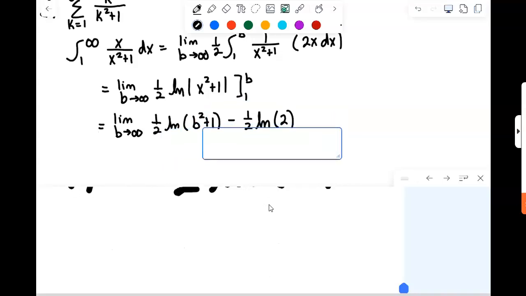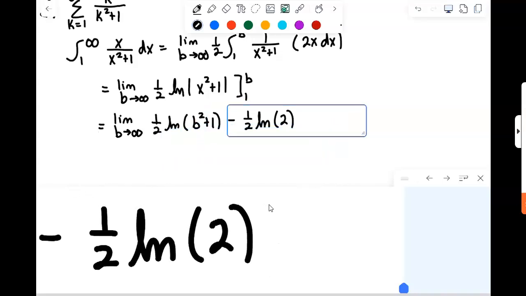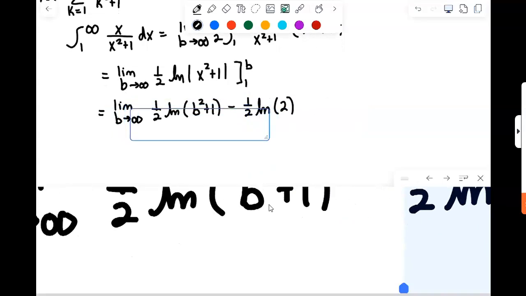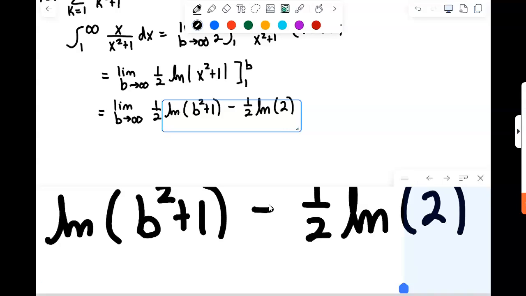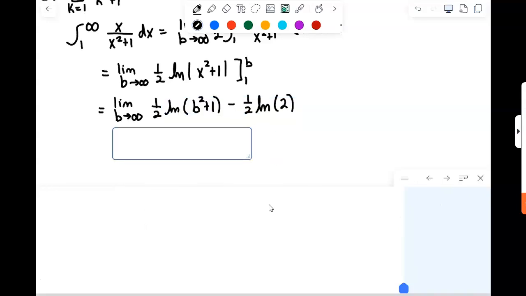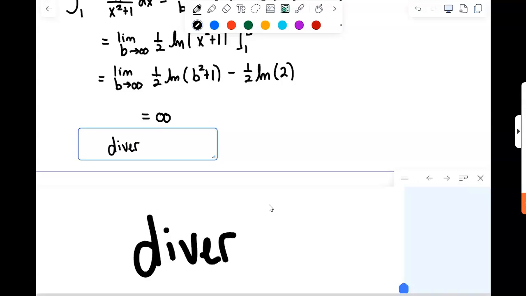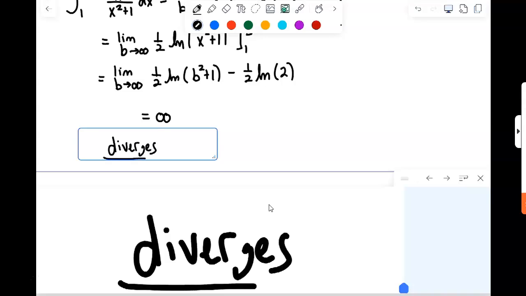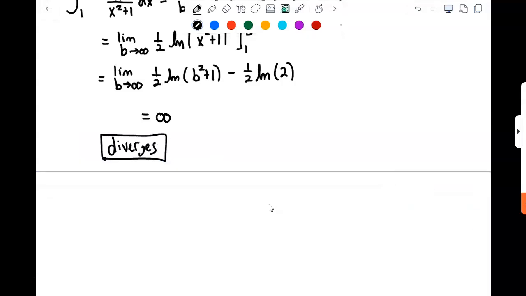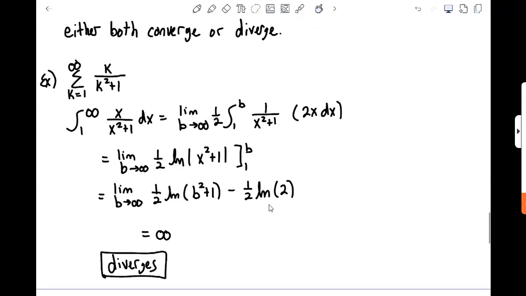So what's going to happen? Well, ln of 2 is just a number times 1/2. It's just a number. But as b goes to infinity, ln also goes to infinity. So this is equal to infinity. So therefore, the integral diverges, and so does the series. So that infinite series of k over k squared plus 1 is going to diverge.